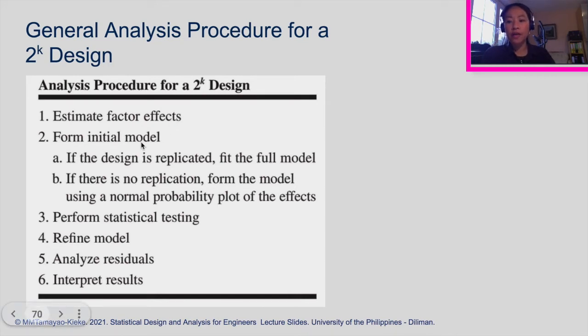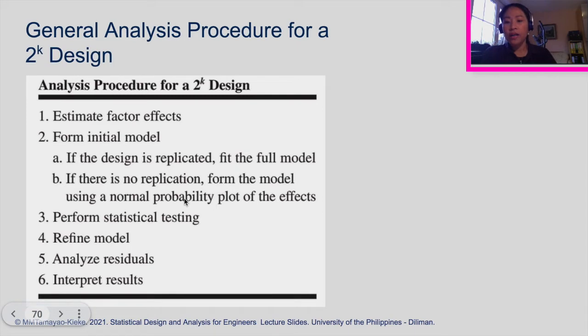Next, you form the initial model. In the initial full model, all the main effects and interactions are included. And you must have, of course, at least two replicates. So if the design is replicated, then you can fit the full model. However, if there is no replication, then the model will be formed using a normal probability plot of the effects, as we will discuss later on.